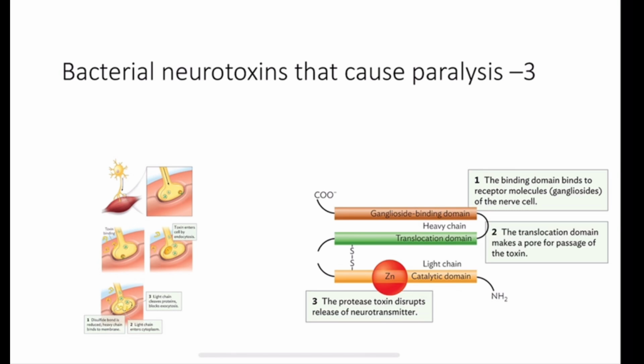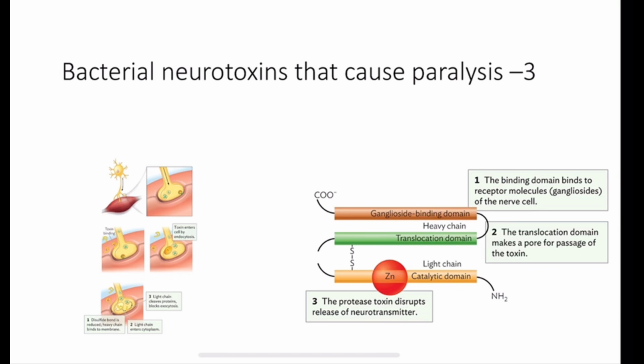Heavy chains include a domain that binds to a ganglioside on the nerve cell membrane and a translocation domain that makes a pore in the nerve cell. The toxin or light chain passes through the pores and into the cell. The light chain disrupts the intracellular movement of exocytic vesicles containing neurotransmitters needed for muscles to relax or contract.